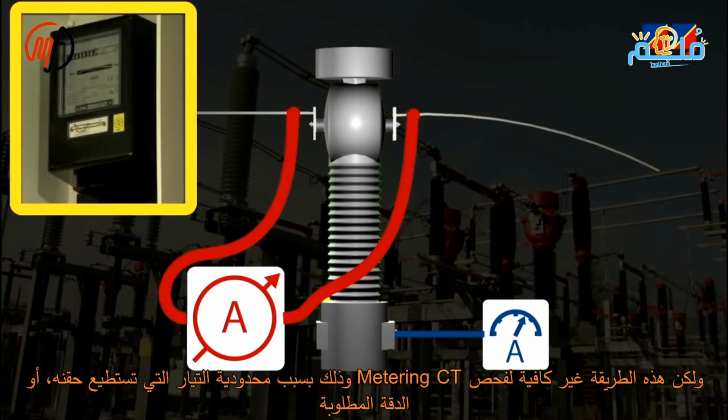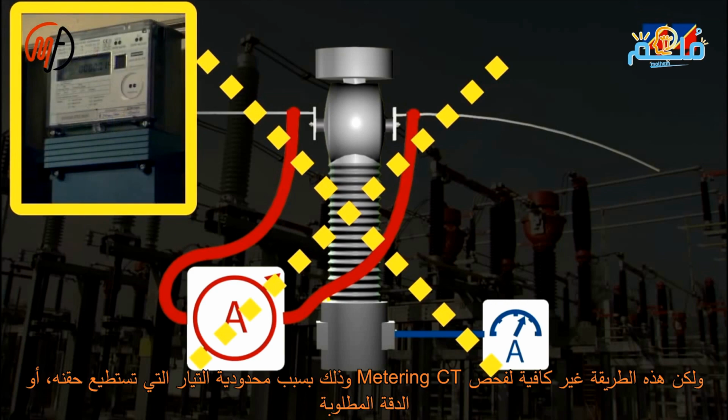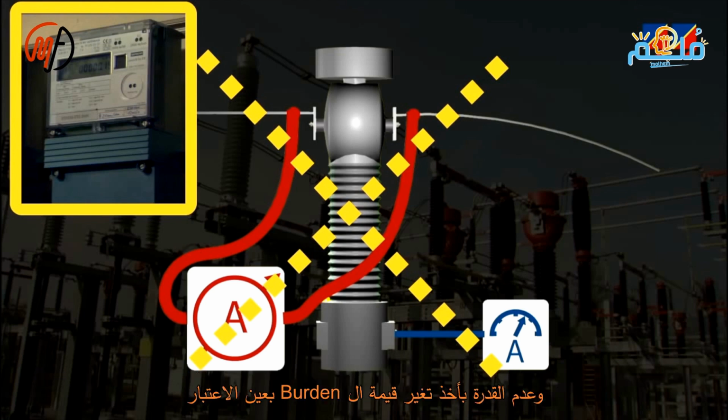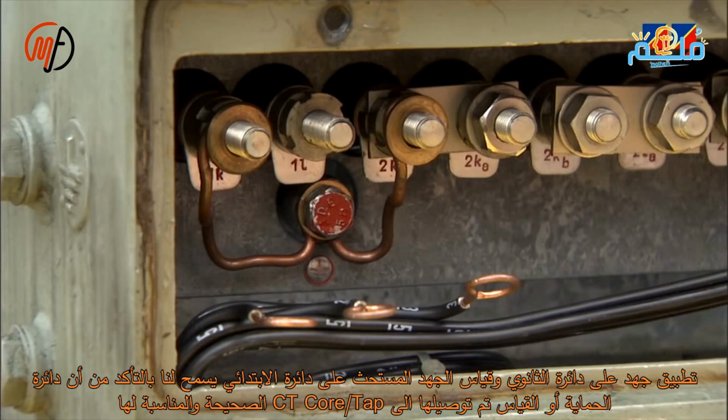This method is not effective. Injecting voltage on the secondary side and measuring the voltage induced on the primary side confirms that the protection or measurement circuit is connected to the correct CT core and tap. It does not utilize the differential function correctly, as it should be done externally.